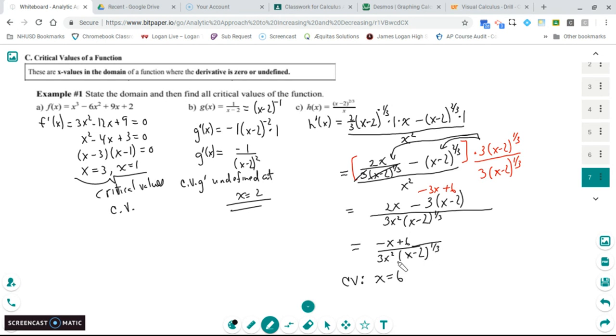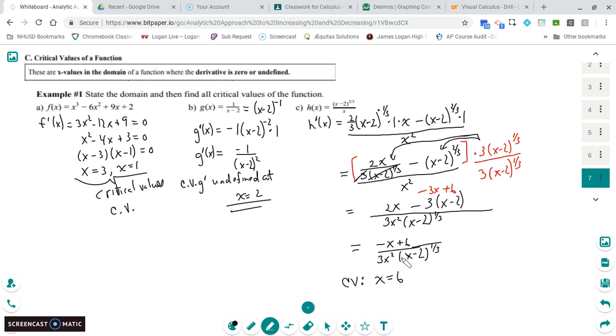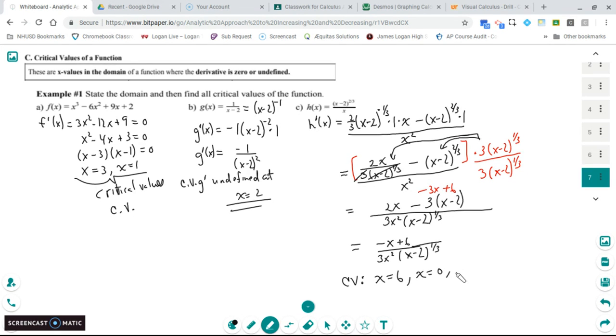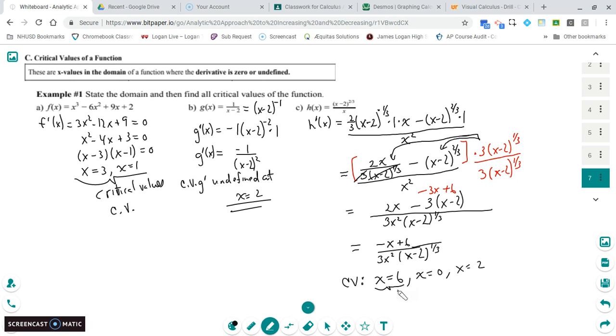All right, the other critical values come from when the first derivative is undefined. So in the denominator, that would be when x is 0 here, and this contributes a critical value when x is 2. So x equals 0 and x equals 2. All right, so just to kind of review, the first one is when f prime equals 0. And these two came from finding where f prime was undefined. All right, so that's finding critical values.